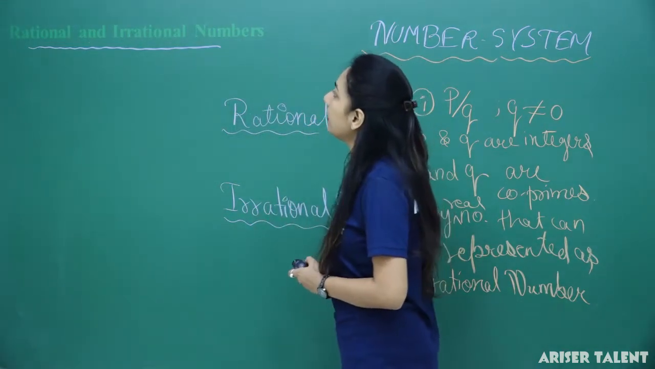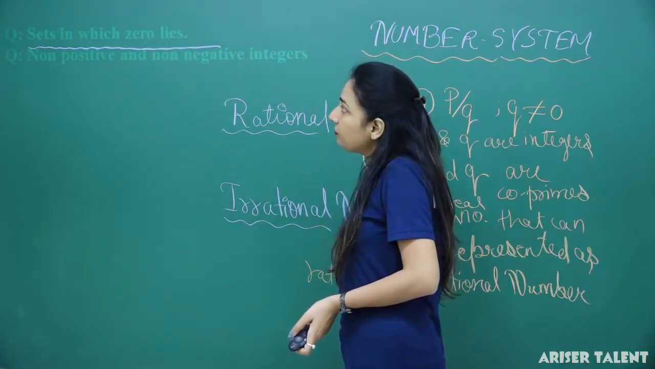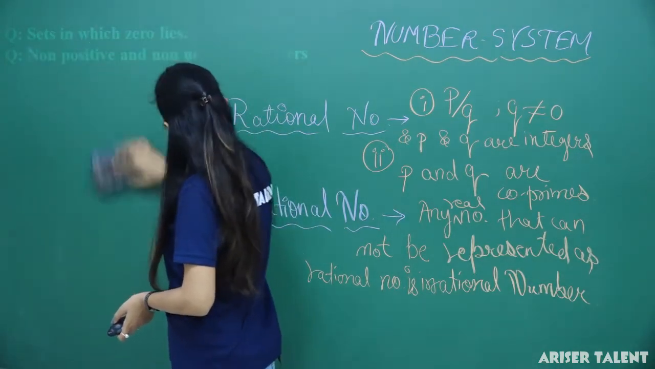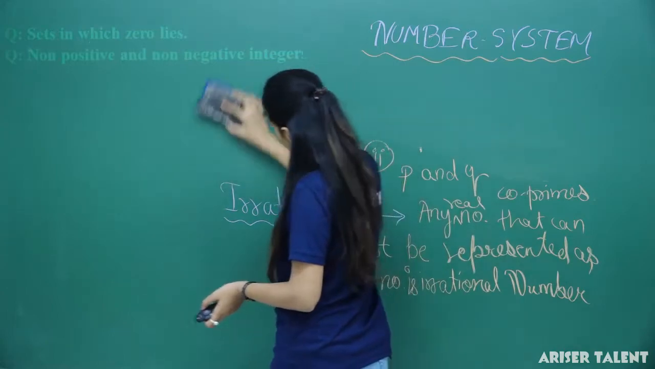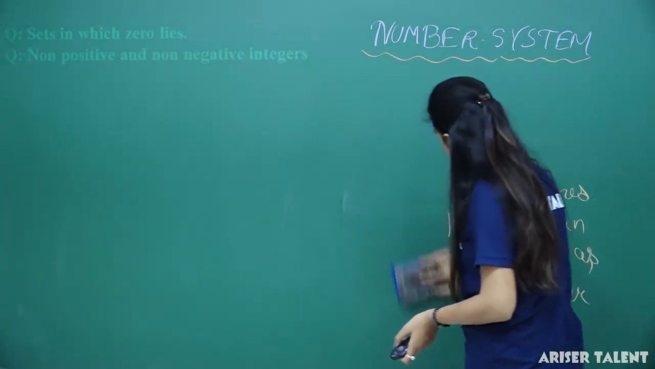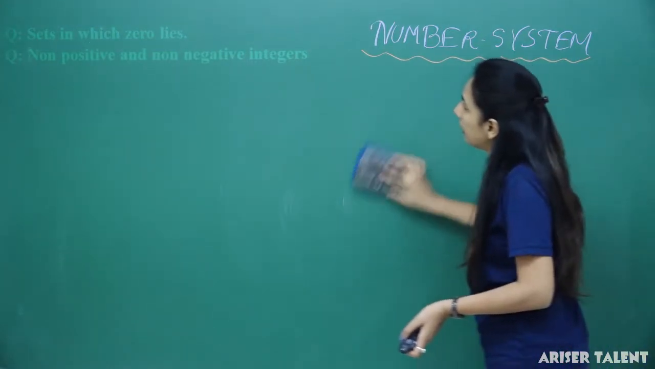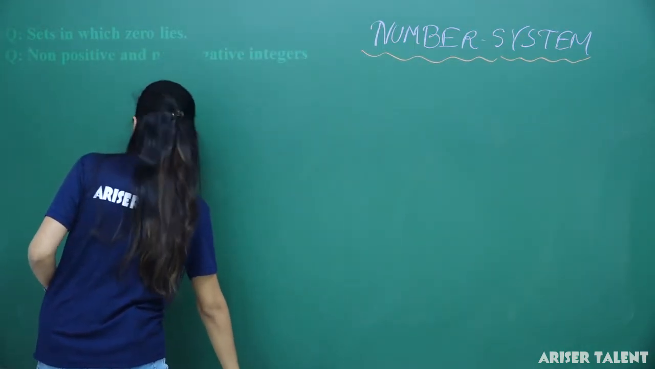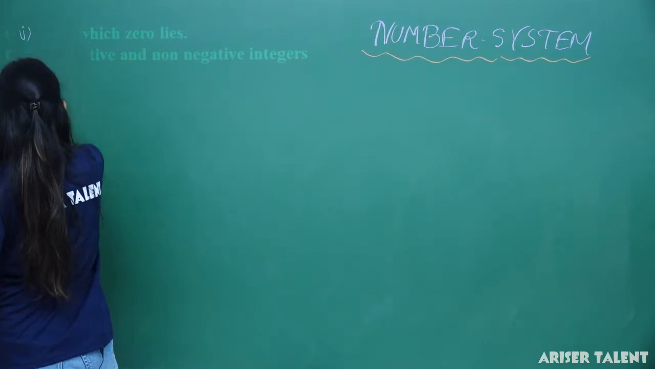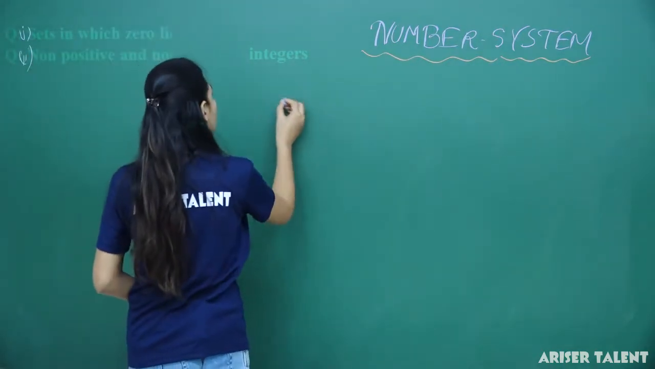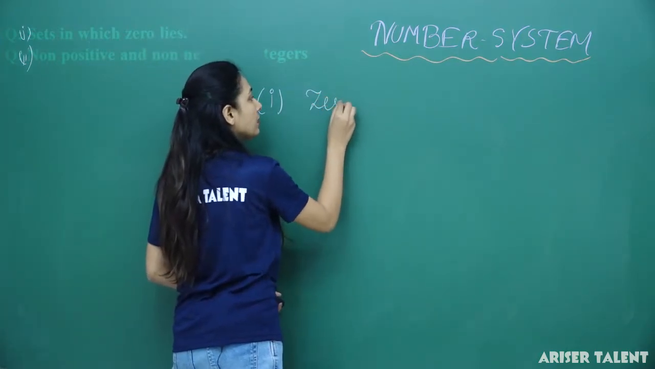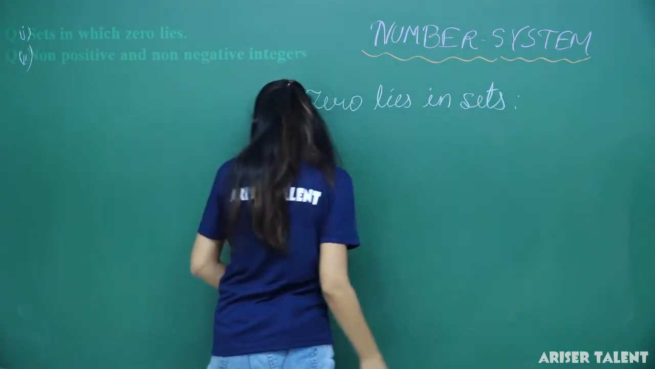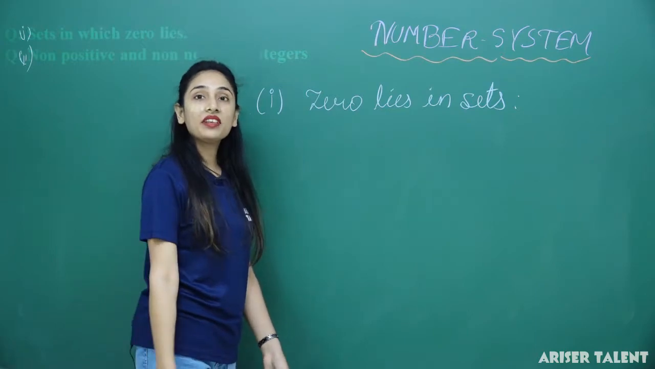Now, moving to our next slide, which is sets in which 0 lies. Basically, this is a question, and keeping in view that we have talked about this stuff, you had better answer this, okay. You must know what the sets are in which 0 lies. So, for the first one, 0 lies in sets.